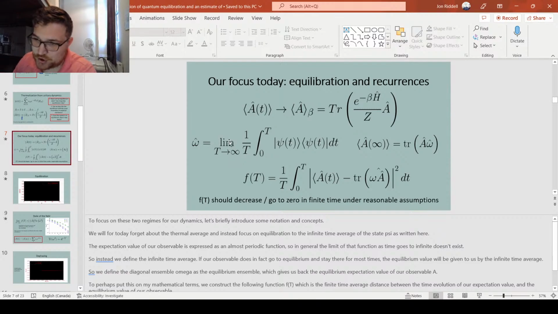So the thing that's going on in this equation is that we are just averaging over all time, basically.